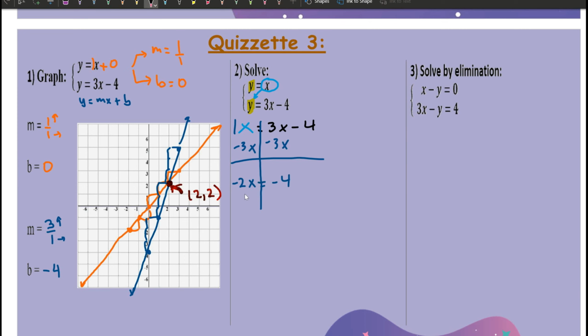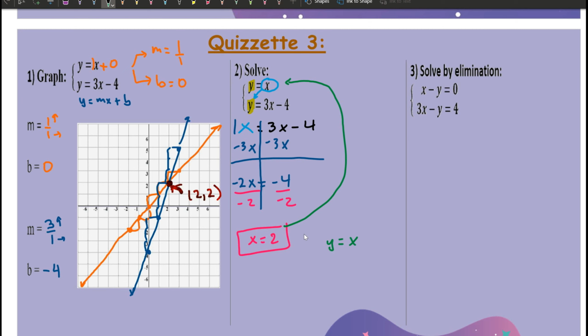Okay, and continue solving for x. You're going to divide both sides by negative 2. So x equal to 2 as the answer. Okay, so make sure that you remember to plug the answer into the first or second equation. It doesn't matter which one you plug in. I picked the first one because it looked easier.